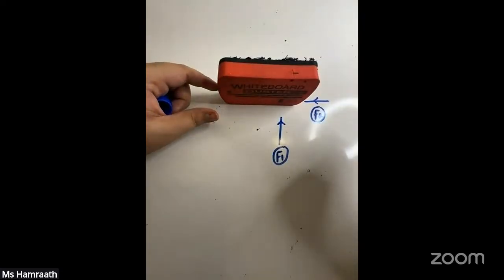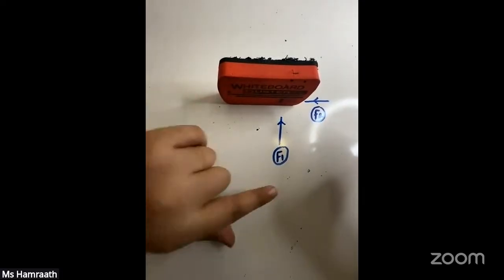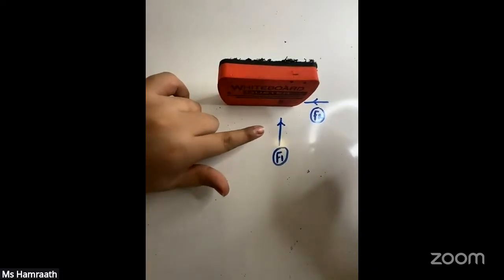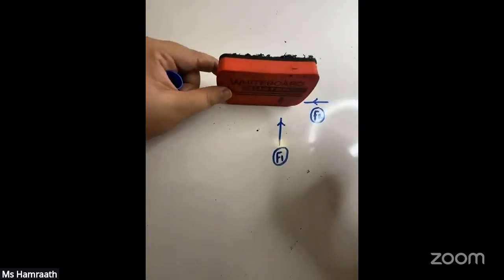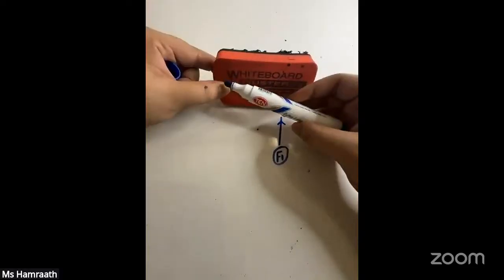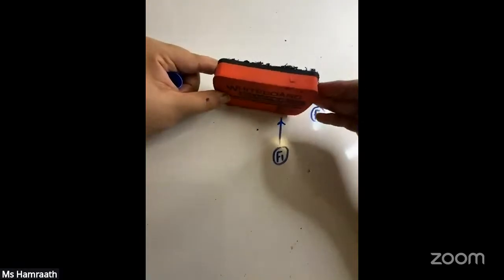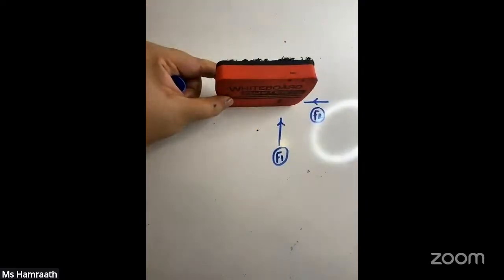What is the reason? Because according to the moment of force, the force has to be applied perpendicular to the direction of the axis of rotation. So this is the axis of rotation. So now you understood how the door is getting opened and closed.